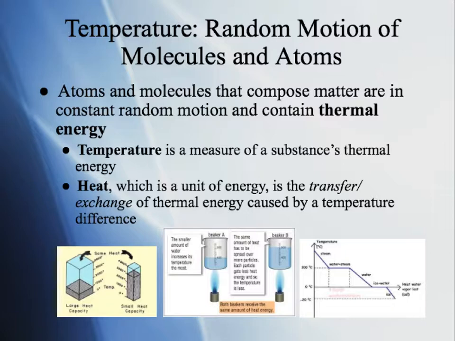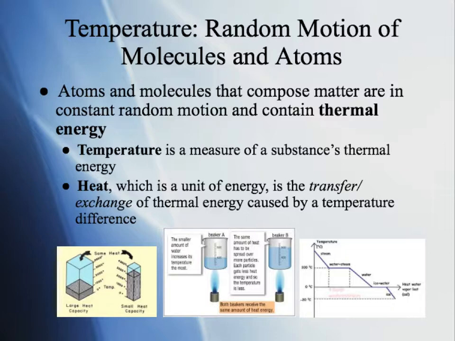And even the cells within our skin, which on the large scale is pretty solid. However, the cells that make it up, there's free flowing of ions and proteins and all that stuff within the cytoplasm that we can't even see at this larger scale. So there's definitely constant random motion going on. And that constant random motion means that it basically contains thermal energy. So temperature is the measure of a substance's thermal energy.